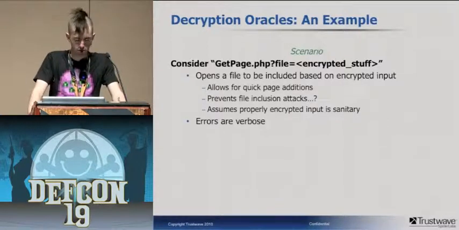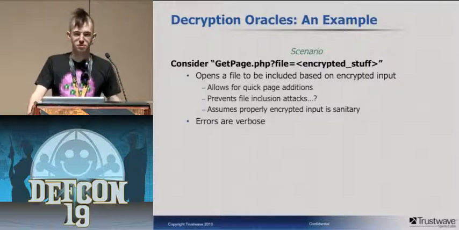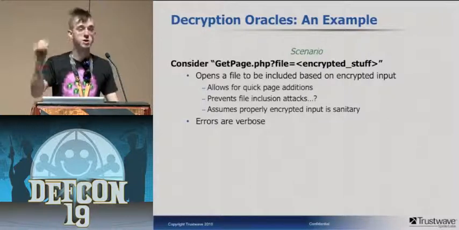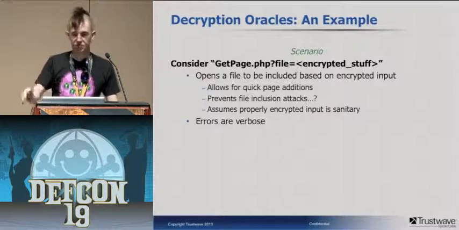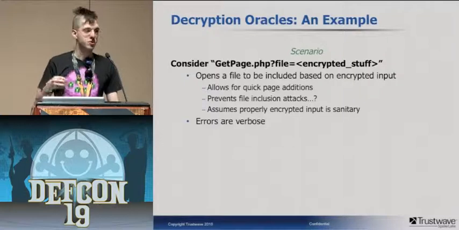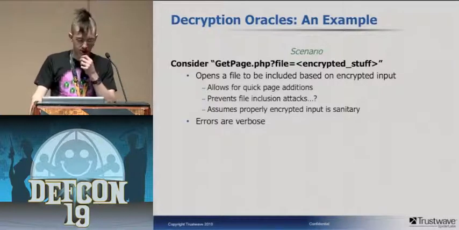So let's say that this developer found out, oh crap, I've got a file inclusion flaw. I know, we'll sprinkle magic encryption dust on it. So you encrypt the input, and that way you expect nobody is going to be able to do anything with this.